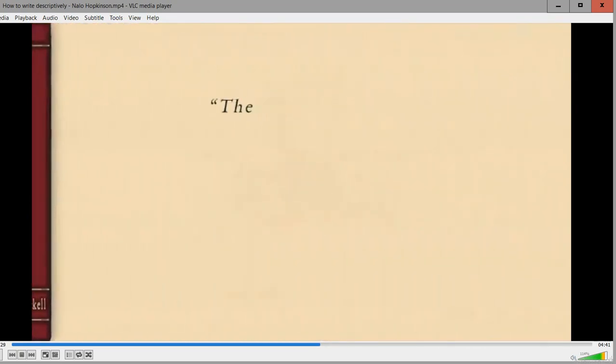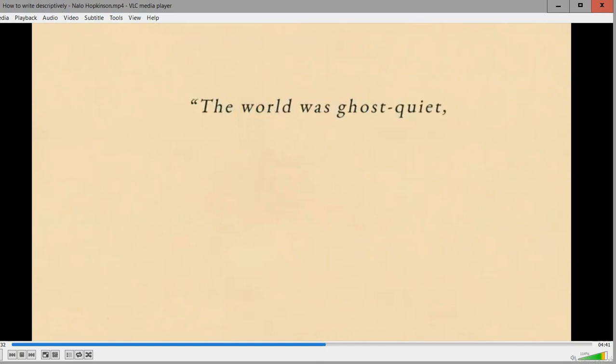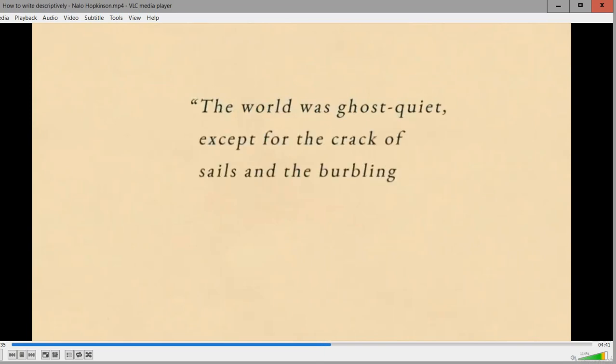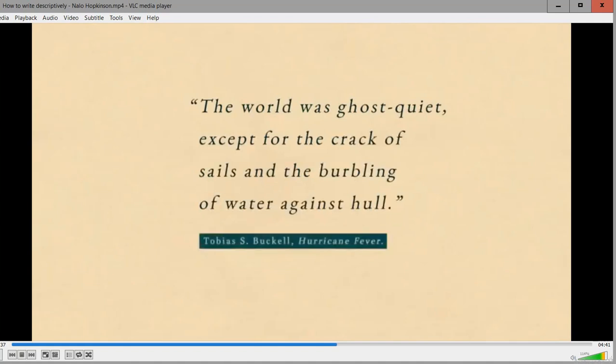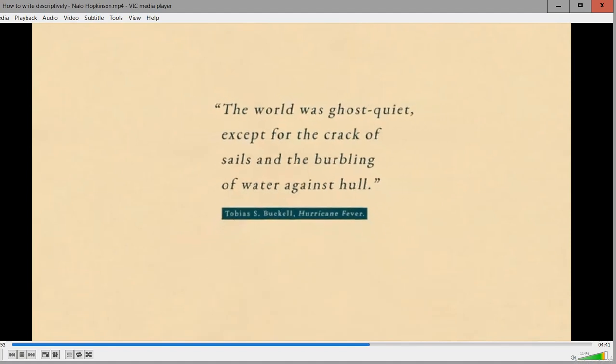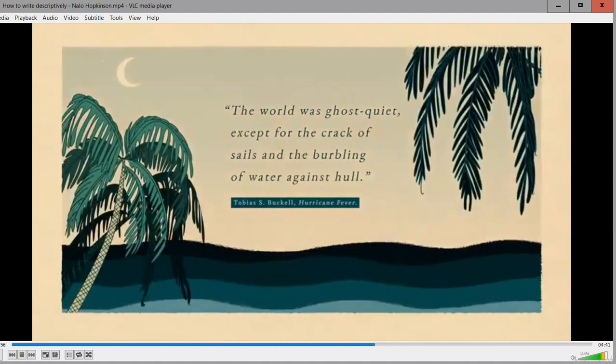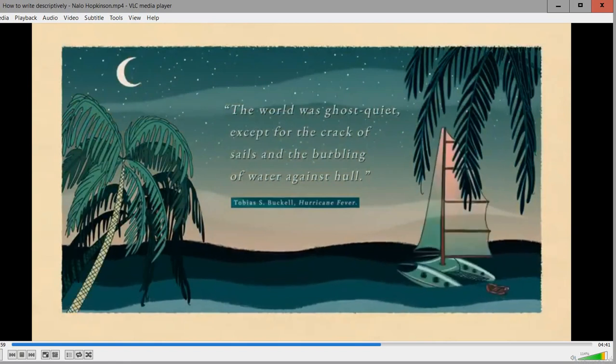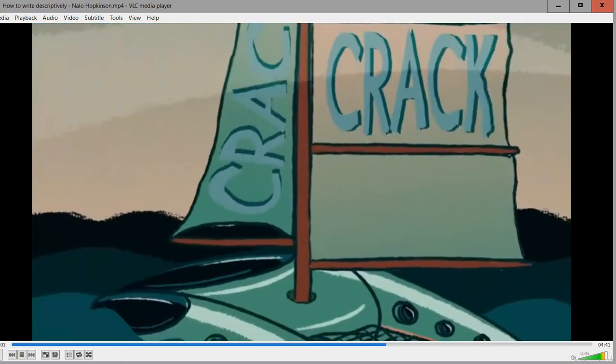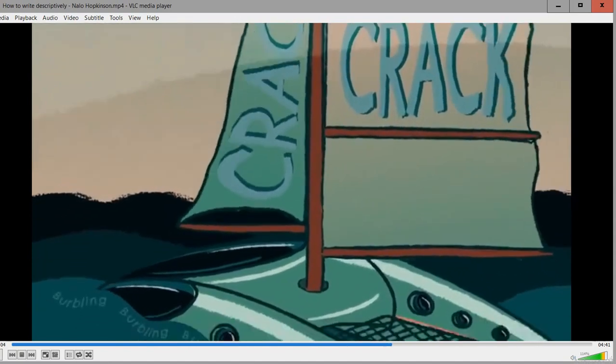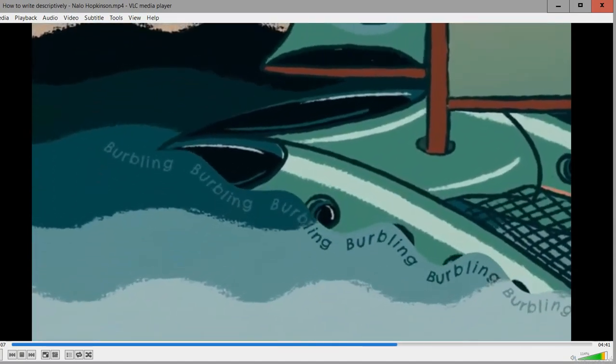Look at the following sentence. The world was ghost quiet, except for the crack of sails and the burbling of water against hull. The words quiet, crack, and burbling engage the sense of hearing. Notice that Bacall doesn't use the generic word, sound. Each word he chooses evokes a particular quality of sound. Then, like an artist laying on washes of color to give the sense of texture to a painting, he adds another layer, motion, the crack of sails, and touch, the burbling of water against hull.